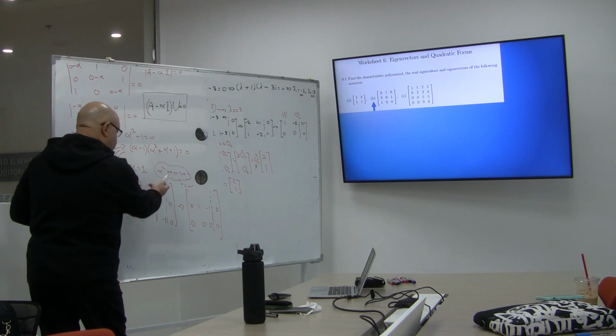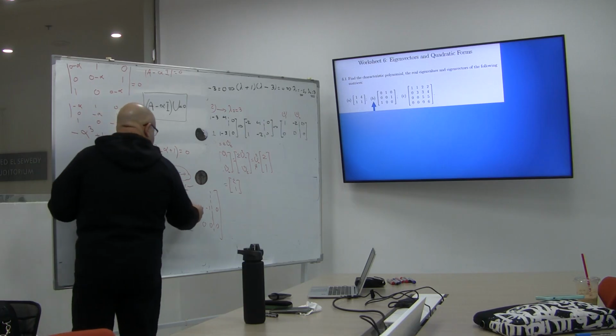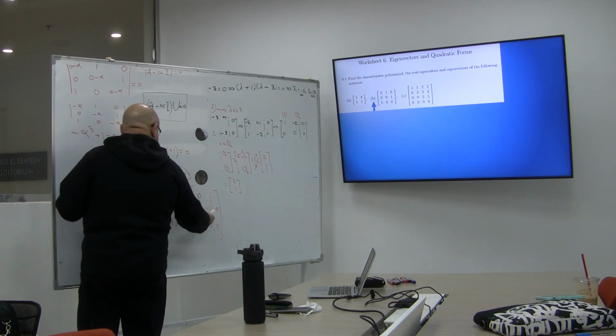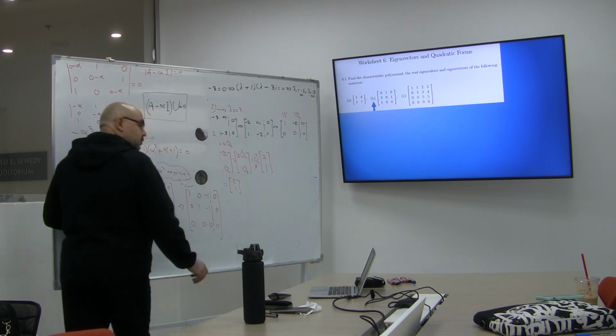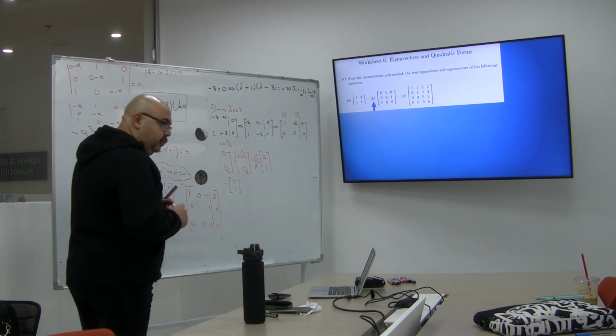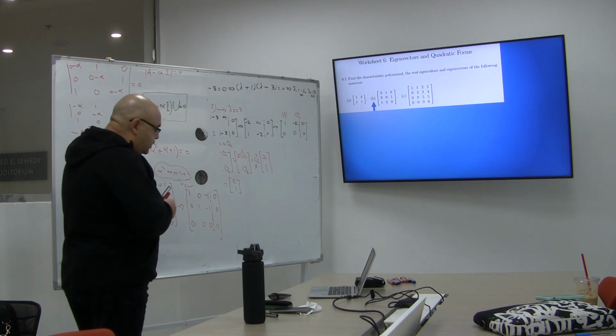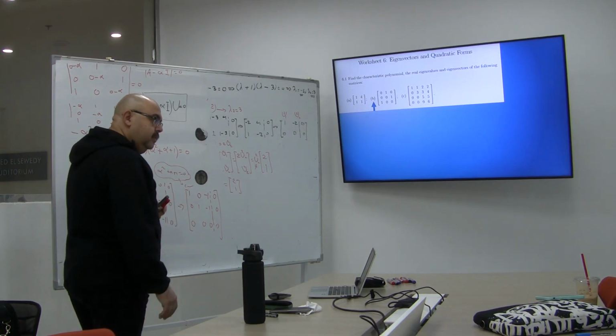Which is 0. 0 plus 1, 1 plus negative 1, negative 1 plus 0 is going to be, and it's equal to, is this the reduced echelon form? Yes, this is the reduced echelon form.